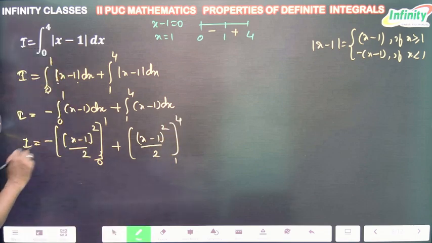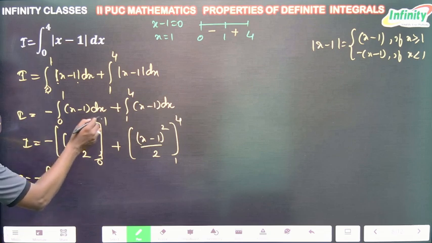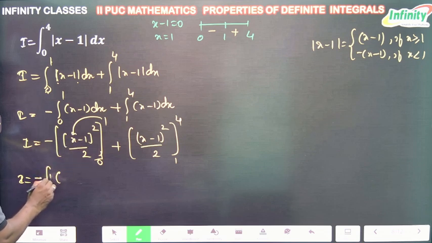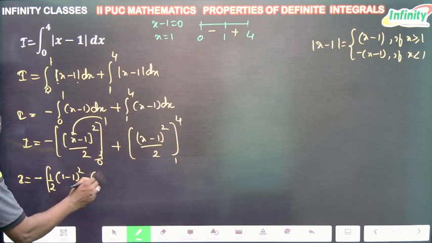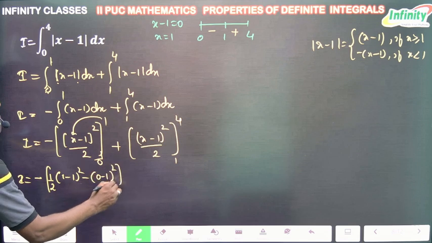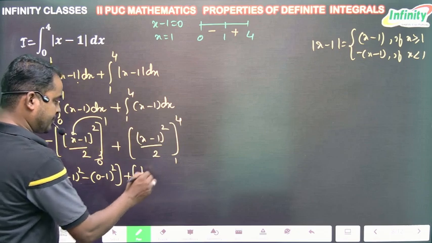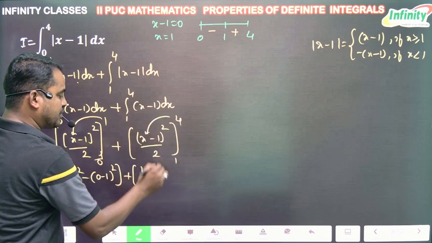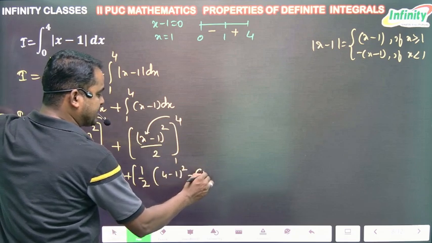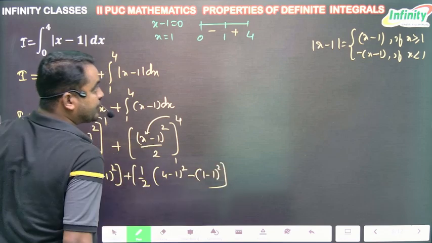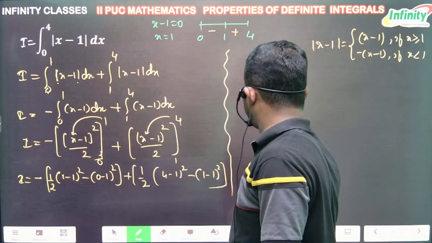So after integrating, substitute the upper limit and lower limit, that is I is equal to minus sign as it is, 1 by 2, taking the 2 outside, 1 minus 1 whole square minus 0 minus 1 whole square, plus 1 by 2, again taking outside here, 4 minus 1 whole square minus 1 minus 1 whole square. Now let us simplify this.